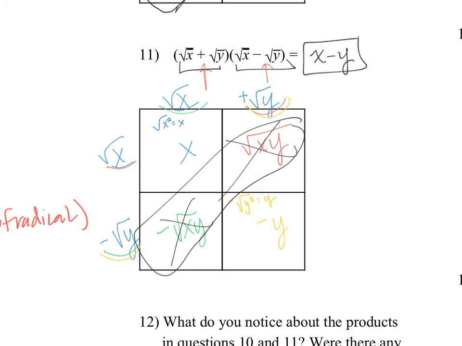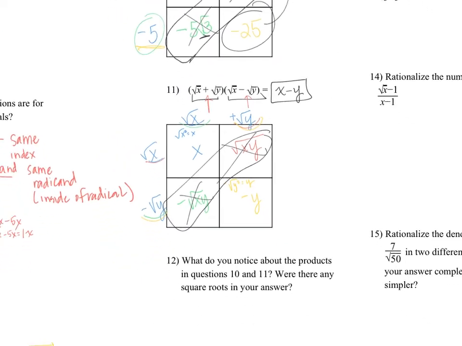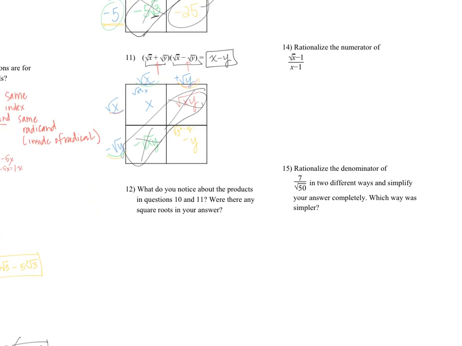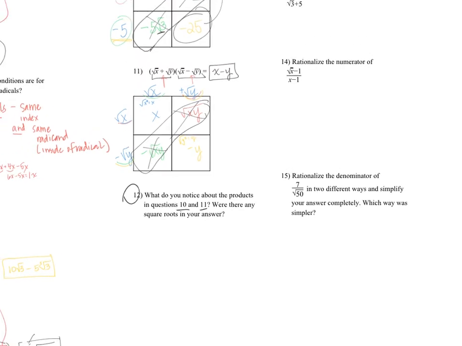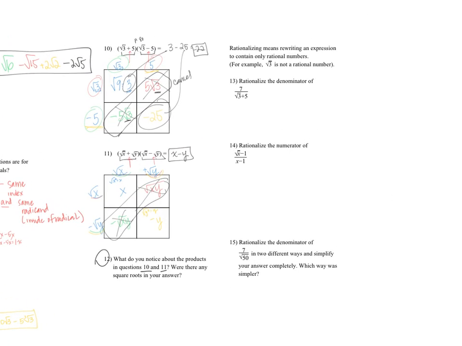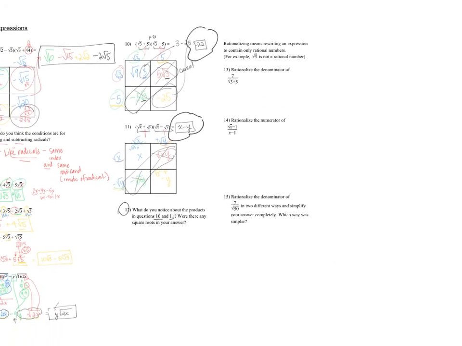So then part 12 says, okay, well, now that you did all that, what do you notice? So question 12 says, what do you notice about the products in 10 and 11? And so what I want you to see is that there are no radicals anymore. There's no radicals in here, no radicals in here. So no square roots anymore.